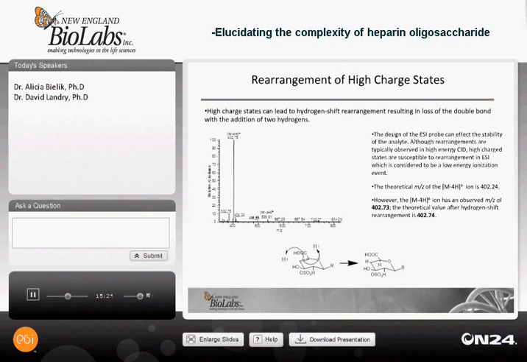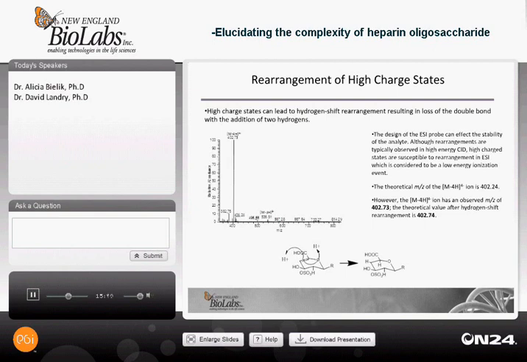It's also possible when working with heparin and heparan sulfate oligosaccharides to get rearrangement of high charge states. High charge states can lead to hydrogen shift rearrangement, resulting in the loss of the double bond with the addition of two hydrogens. If you look at the mechanism at the bottom of the slide, you can see that the double bond takes on two hydrogen atoms, changing the overall mass to charge ratio of the ion.